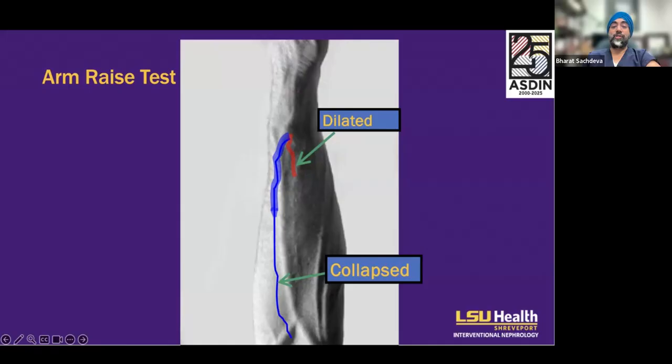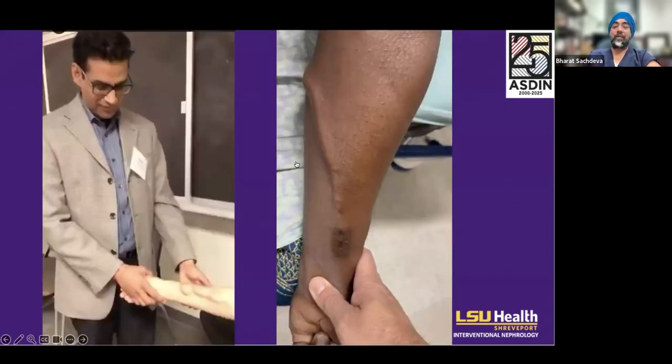If there is a stenosis in the middle part of the fistula, the part which is proximal to the stenosis, closer to the heart, will collapse, but the part which is distal to the stenosis will stay distended, right? So let's look at it in a couple of examples on patients.